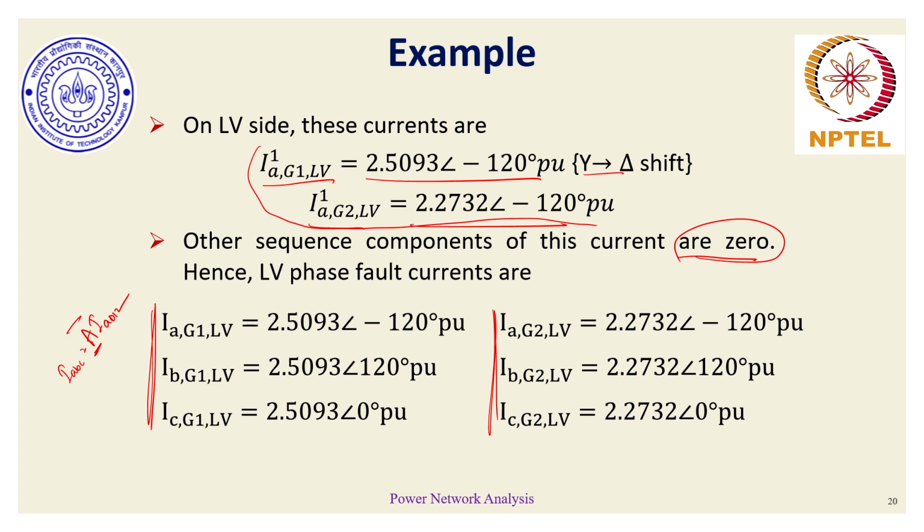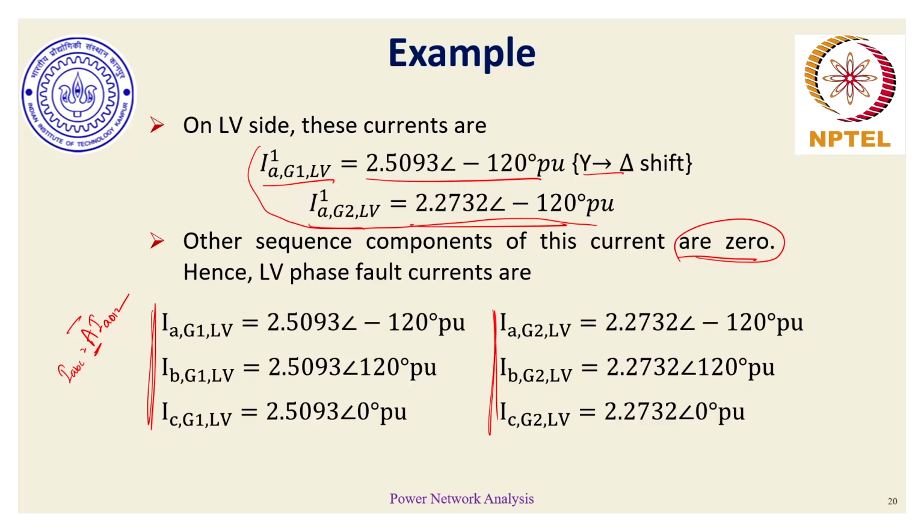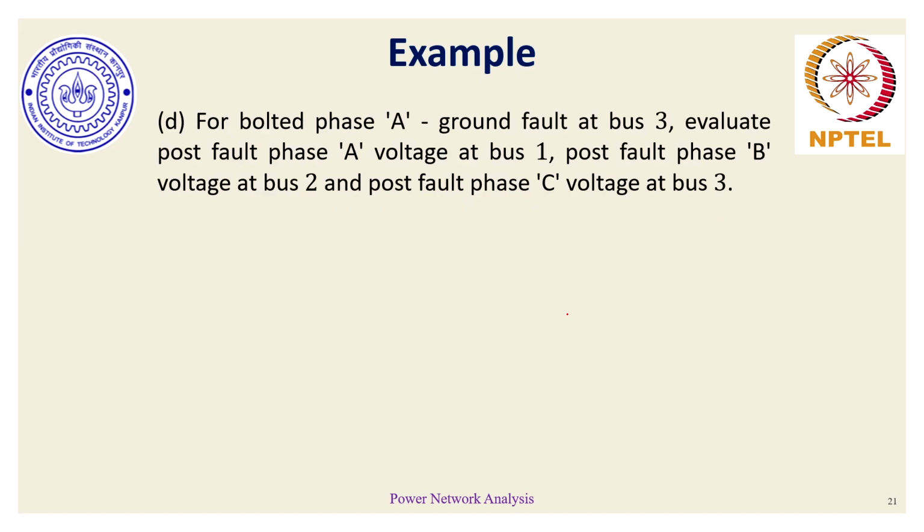What is a bit interesting to note here is that the fault has occurred on bus 3, which is a balanced 3-phase fault, and even though there is no physical flow of zero sequence current from generators G1 and G2 on the network side, still the 3-phase currents exist, and these 3-phase currents are again in a way balanced currents.